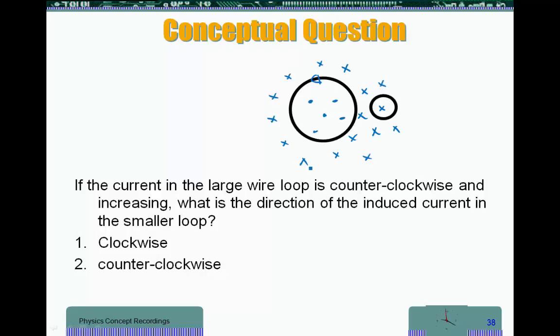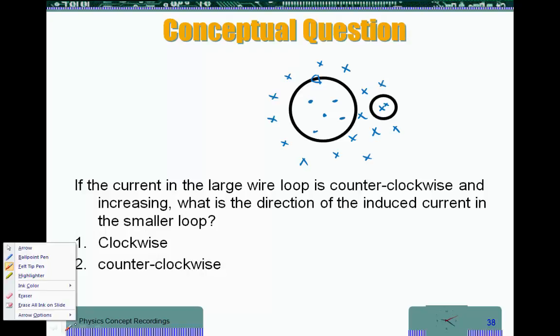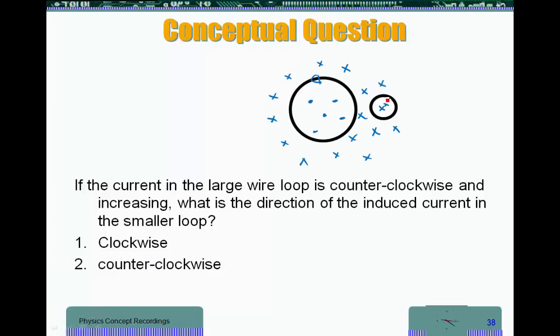Now here, because that current is increasing, it means this magnetic field inside the smaller loop is increasing. It means the flux in that direction is increasing. So due to Lenz's law, the magnetic field due to the current induced in the loop should be in this direction. For the magnetic field to be in that direction, the current has to be in this direction. So counterclockwise.